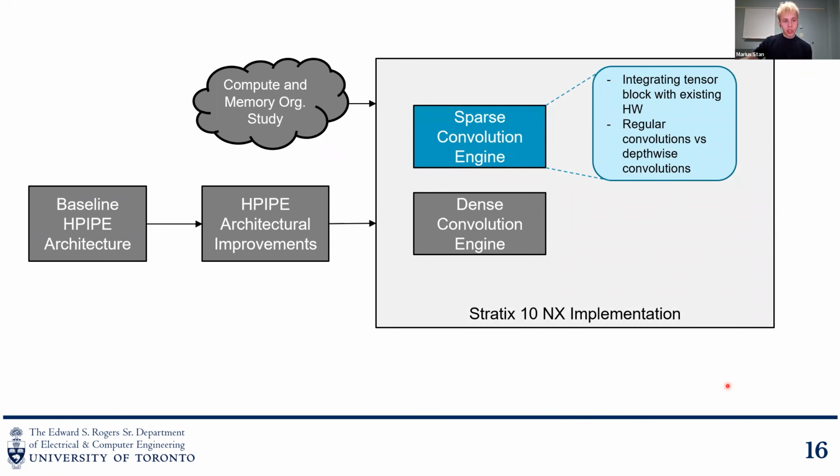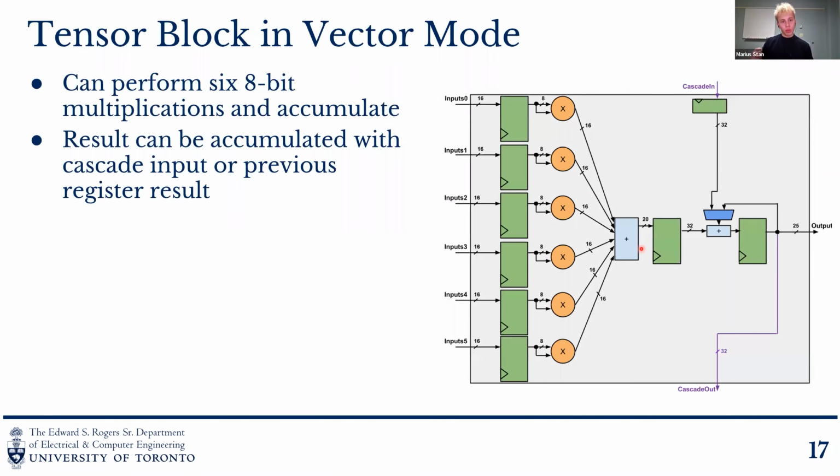So next, jumping into the sparse convolution engine. Recall that this convolution engine integrates with our existing convolution engine, and so we didn't need to really perform a detailed compute and memory organizational study to determine how to fit things here. But to go over the sparse convolution engine, we use the tensor block in vector mode and scalar mode. For vector mode, if you recall, we can perform 6 8-bit multiplications and an accumulate. The result of this can be accumulated with the previous result or with the cascade input, which is a dedicated wire from the previous tensor block in the chain, but we cannot do both in the same cycle.